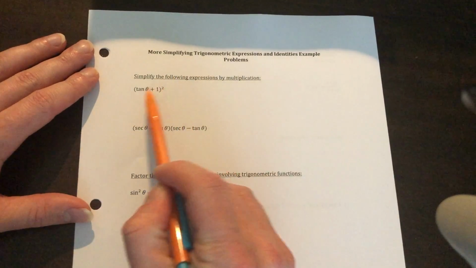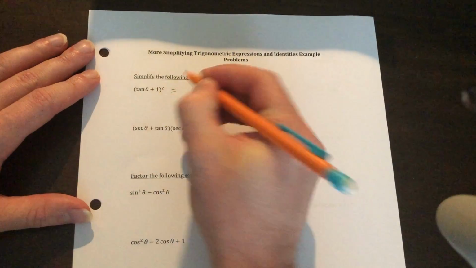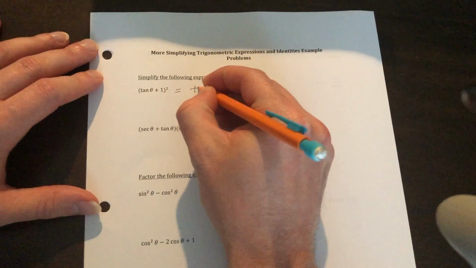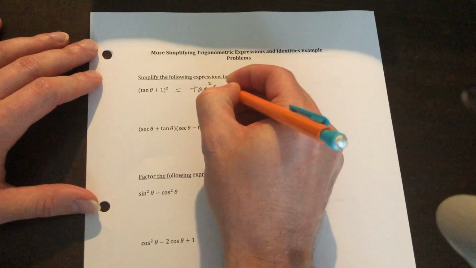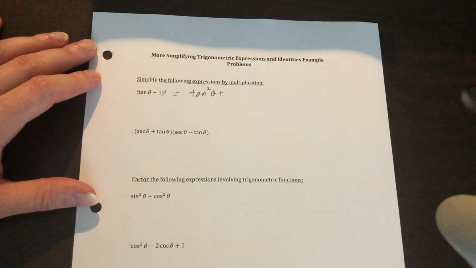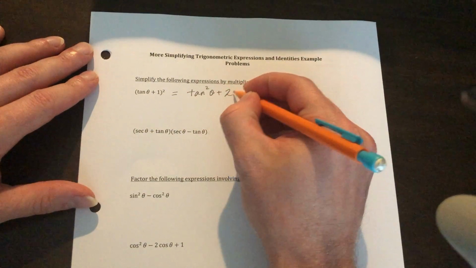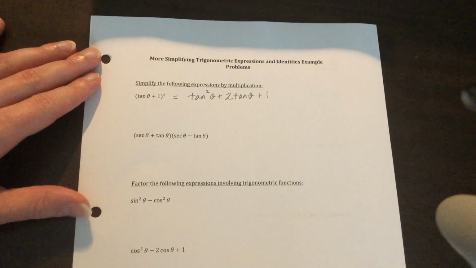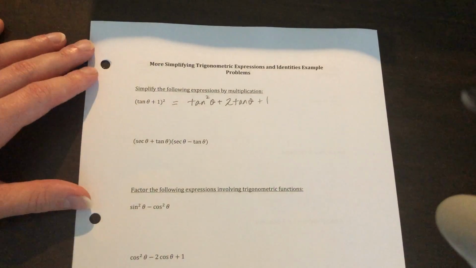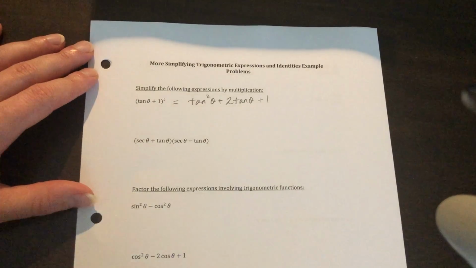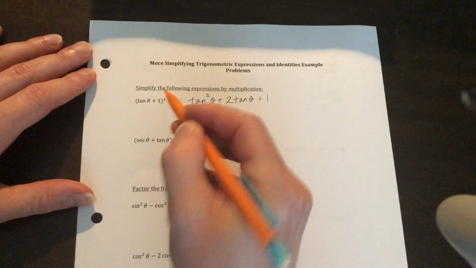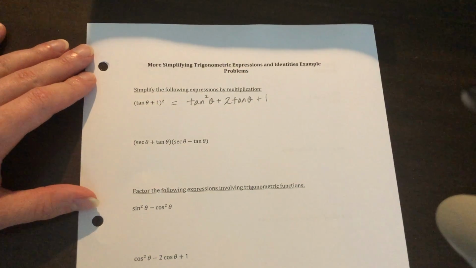When we FOIL this out, we should know how to FOIL that out mentally. We're going to square the first term, so tangent squared theta. Take the two middle terms, multiply them, then double it. This is 2 tangent of theta. And square the last term. If you want to go out to the side and FOIL that out or box method it out, that's fine with me, but you need to be able to do this quickly. Square the first, take the 2 in the middle and double it, square the last. You're going to hear me say that over and over again.